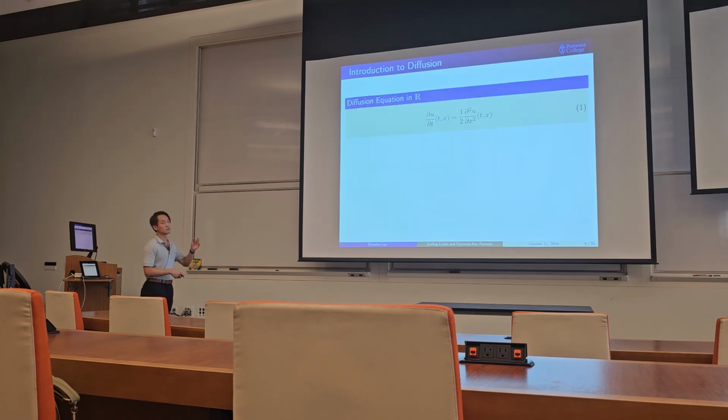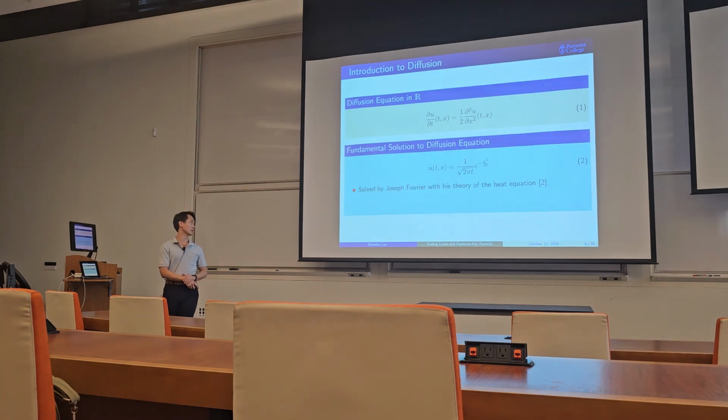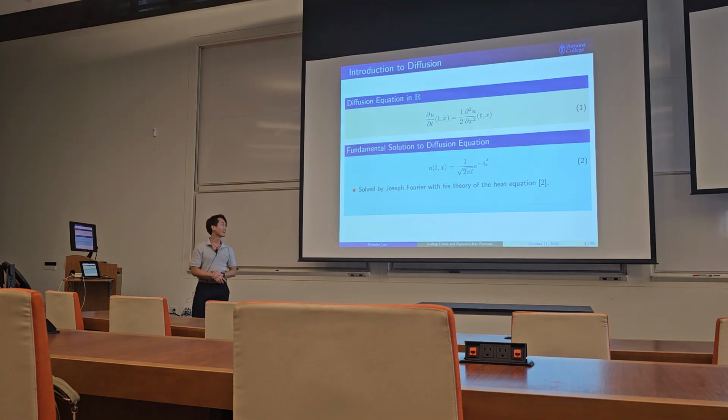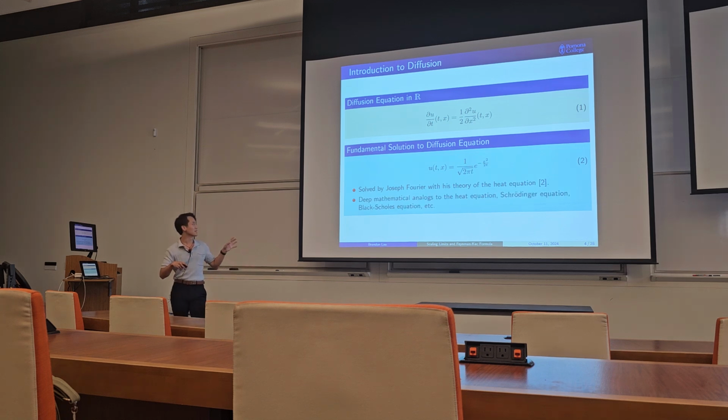To start off, the diffusion equation in the real setting is the partial differential equation as follows, and the fundamental solution to this is given by equation 2. Now, this was solved by Joseph Fourier with his theory on the heat equation, but one cool thing about it is that there's actually a very deep mathematical analog between a whole family of these differential equations. Some of them include the diffusion equation, the heat equation, the Schrödinger equation from quantum mechanics, and also the Black-Scholes equation from finance. Now, I personally feel like thinking about particles is a little more fun than thinking about finance, so we're gonna stick with that.